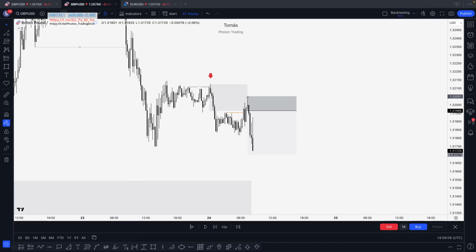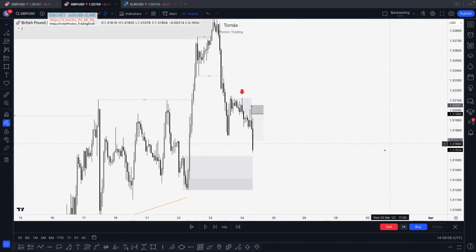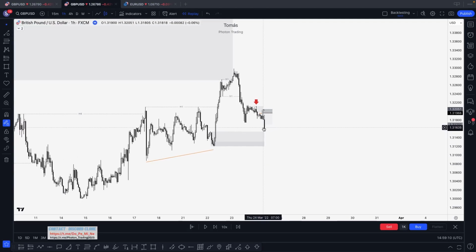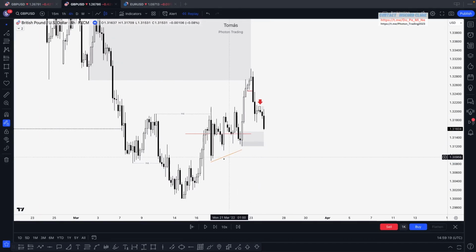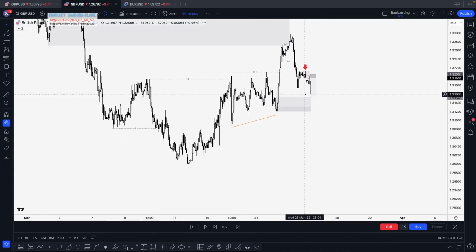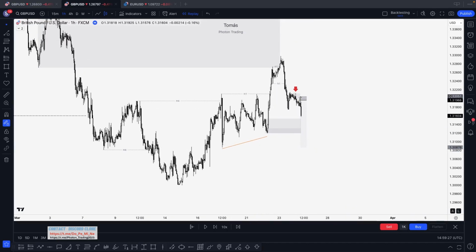Okay, and price tags you in. In terms of target, you can map a few things. You can target the H4 POI, or because you can see on the H4 the massive amount of liquidity, you can target the liquidity itself.